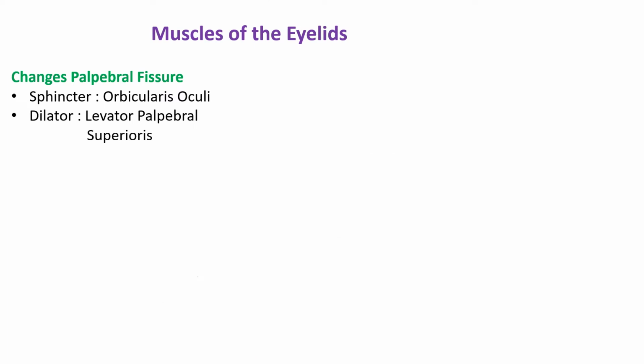Now let's start with the muscles of the eyelid. The muscles of the eyelid are controlling the palpebral fissure. They bring about changes in the palpebral fissure, which was the space present between the two eyelids. There is a sphincteric muscle, which is known as orbicularis oculi, and there is a dilator muscle, which is known as levator palpebrae superioris.